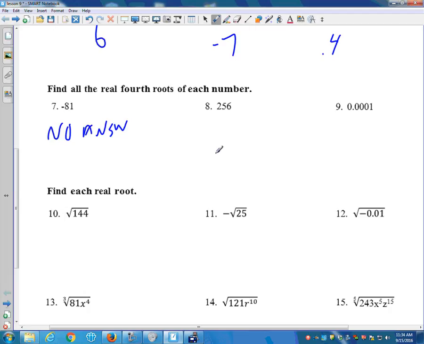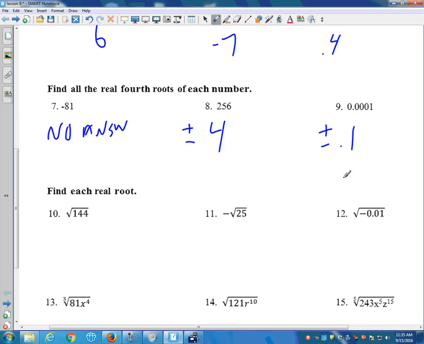Did you get the fourth root of 256? Is it positive and negative 4? Because if it's an even number for a root, like a fourth root, that can work. Because a negative times a negative is positive, times a negative is negative, times a negative is positive. Every time you get to an even one, negative numbers work, okay? So yeah, there's two answers here, positive or negative 4. And then how about a fourth root of 0.0001?